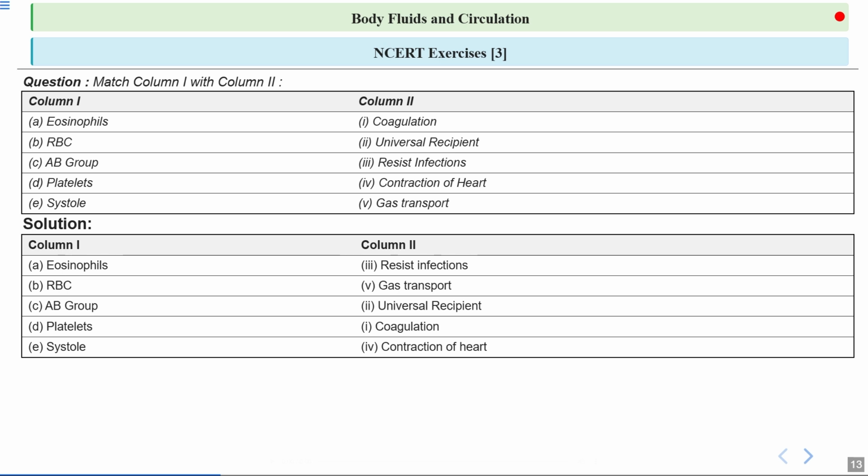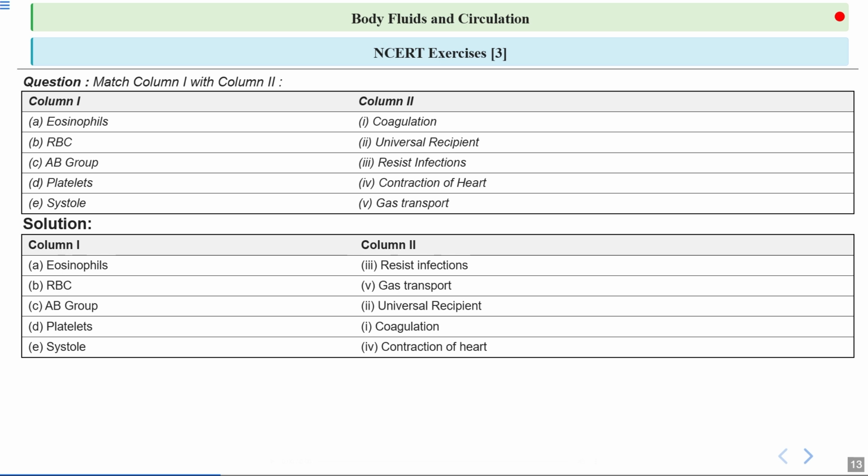Okay, so you can see eosinophils are white blood cells that help resist infections. So A goes with 3. Red blood cells are responsible for gas transport in the body. Okay, that's why B matches with 5. Then the AB blood group makes an individual a universal recipient because their blood lacks the antibodies against both A and B antigens. Okay, so C goes with 2.